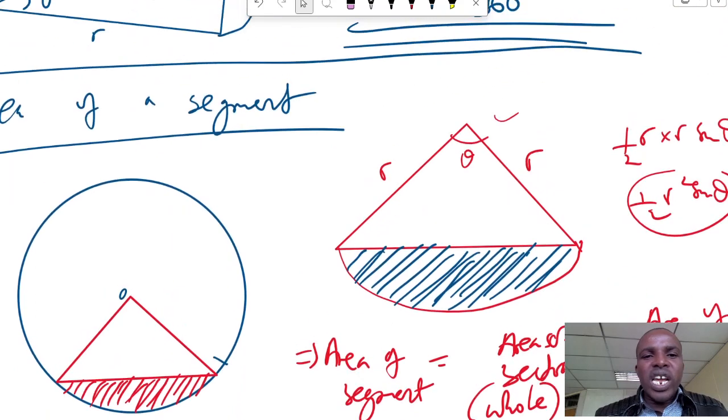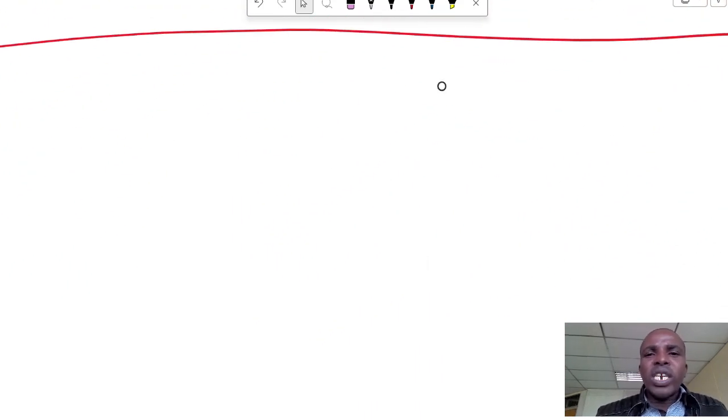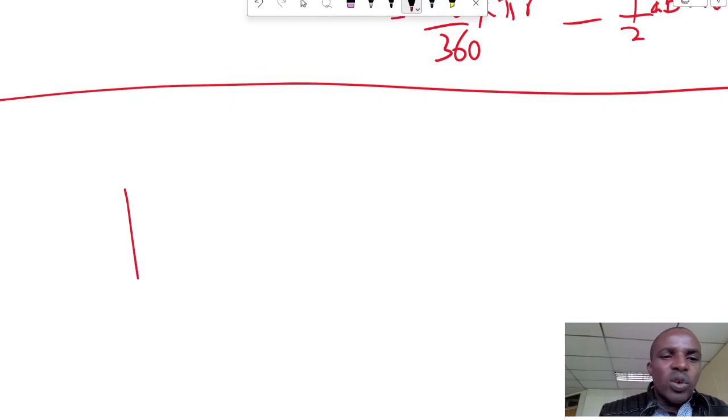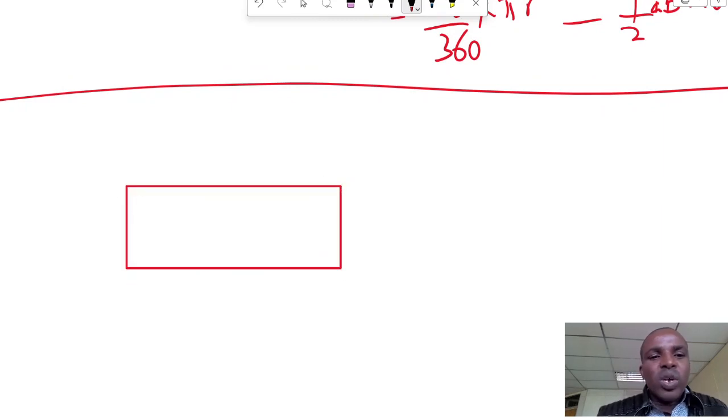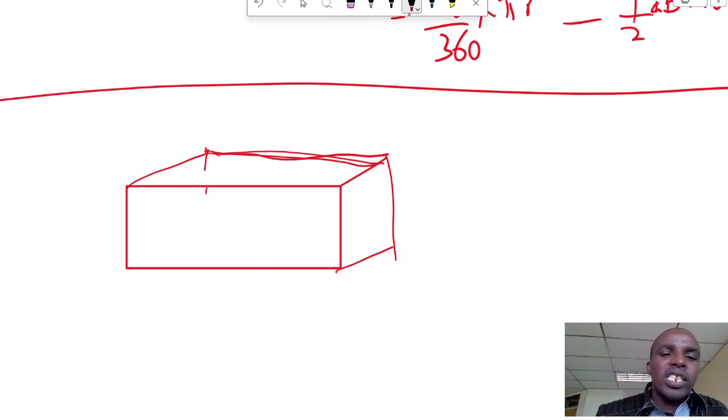So if the area of a triangle, sector, all these ones, you have them, then you can have what is known as the total surface area of solids. Like if I can have this one. Right, so this one is a cuboid. Wow, it's nice. So this one is a cuboid.